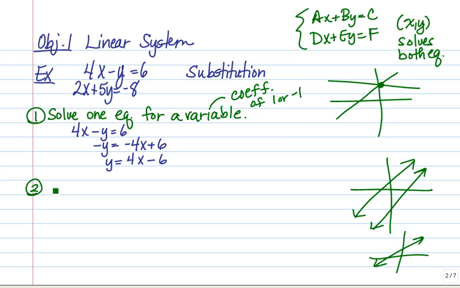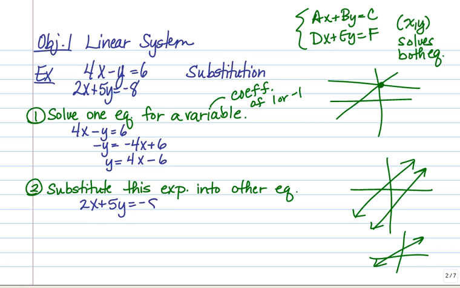Now the second step is to substitute this expression into the other equation. We used 4x minus y equals 6 for the first one, so we have to use the other equation, 2x plus 5y is equal to negative 8. And in place of our y, we're going to put the 4x minus 6.